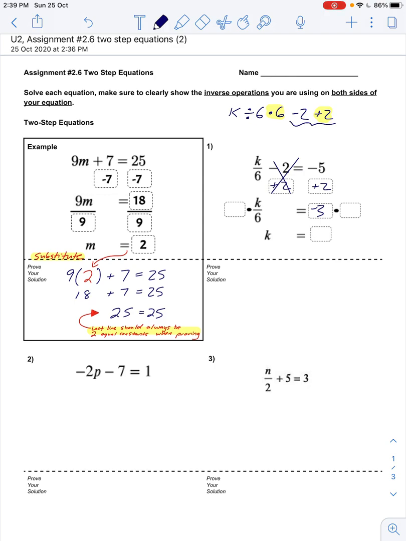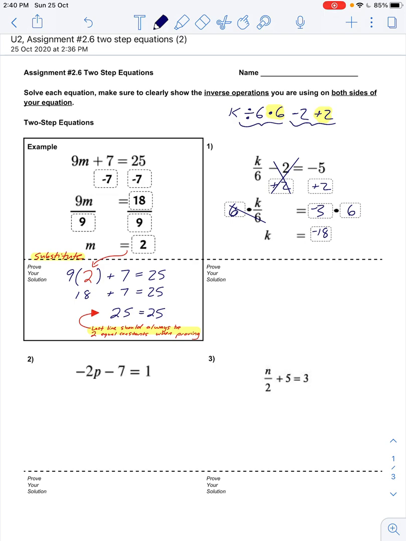Now the second step is this multiplying by 6, because I have to do that to undo the dividing by 6. So in my problem, I'm going to do multiplying by 6 on the left side and multiplying by 6 on the right side. So dividing by 6 and multiplying by 6 are going to cancel each other out. And so on the left side, I'm left with just k. On the right side, I've got negative 3 times 6, which is negative 18. That's my answer.